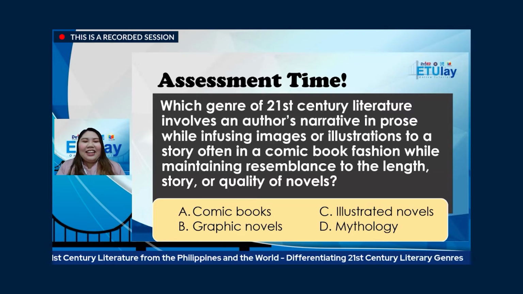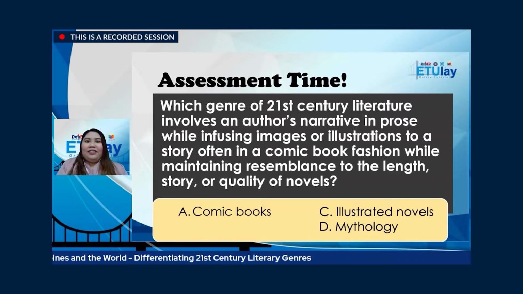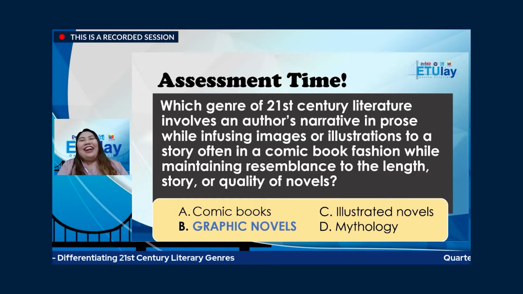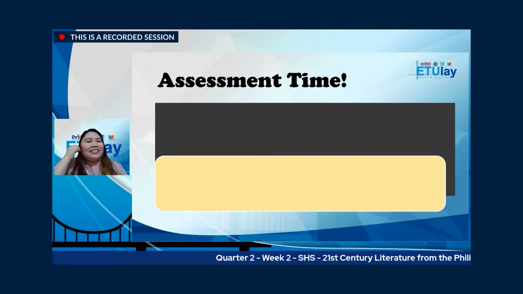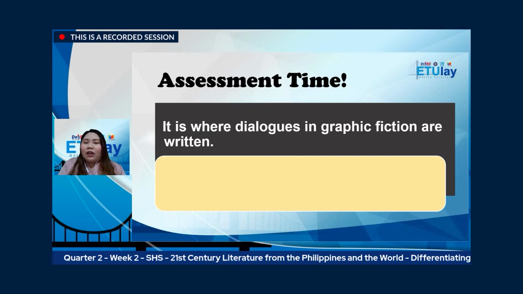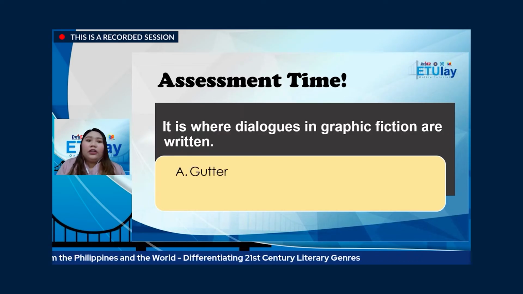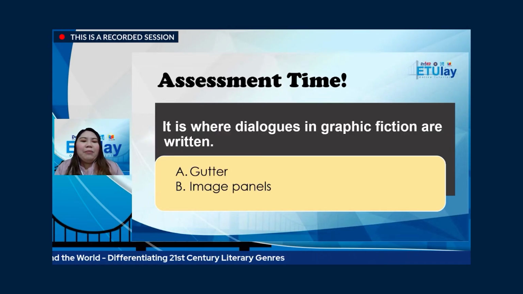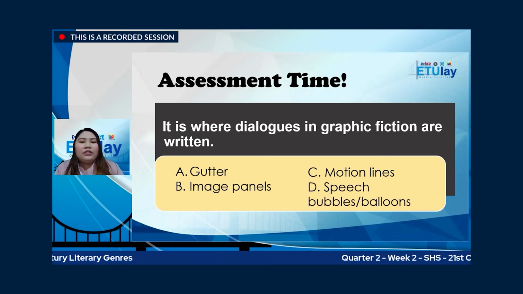Okay, let's see. And the answer is, oh, I think it disappeared. There you go. The answer would be graphic novels. Good job, people. Next question. It is where the dialogues in graphic fiction are located or being written. A. Gutter. B. Image panels. C. Motion lines. Or D.